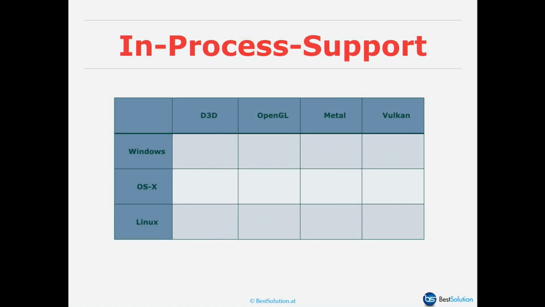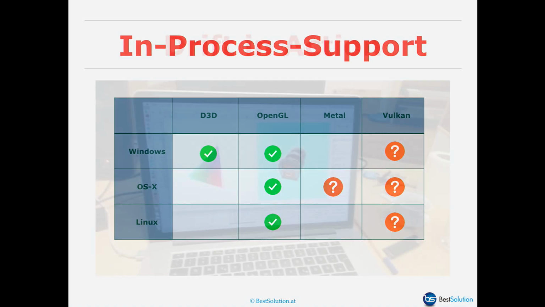We support in-process rendering. On Windows, we support 3D as external rendering technology and OpenGL. We cannot support Metal there. We probably could support Vulkan. We haven't looked at that. On OS X, we support OpenGL. We know that we could support Metal. That's what we know. We didn't implement it. And on Linux, we just support OpenGL, but we are fairly certain we could support Vulkan there as well.